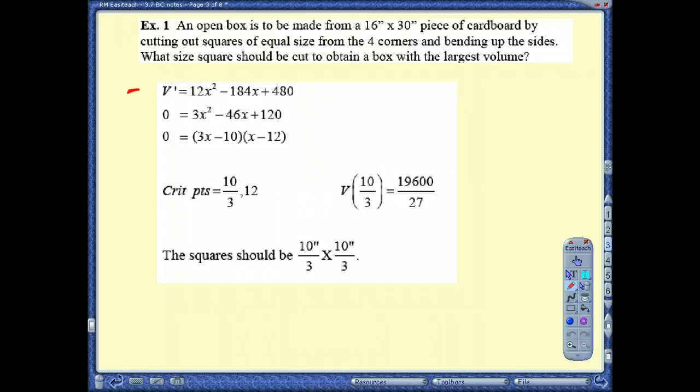After we show that we've done our limits, and we have to show those limits, we're going to take the derivative, which would be 12x squared minus 184x plus 480, set that equal to 0, and we're going to solve. We get two critical points. We get 10/3 and 12. Now remember, our domain is from 0 to 8, so 12 is not in our domain, so we've only got the one critical point. So that one critical point has to be our extrema.